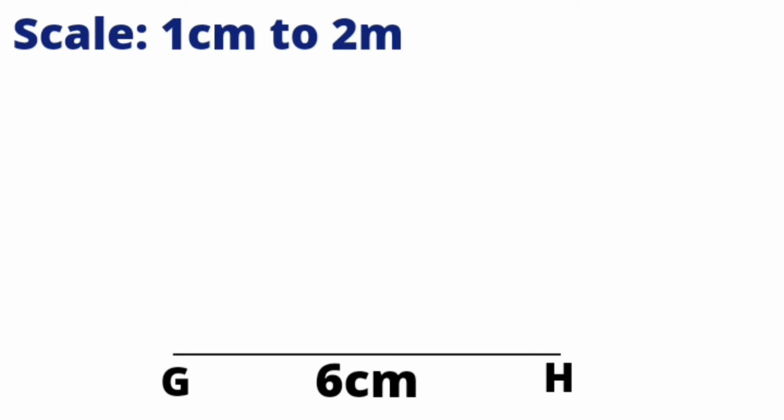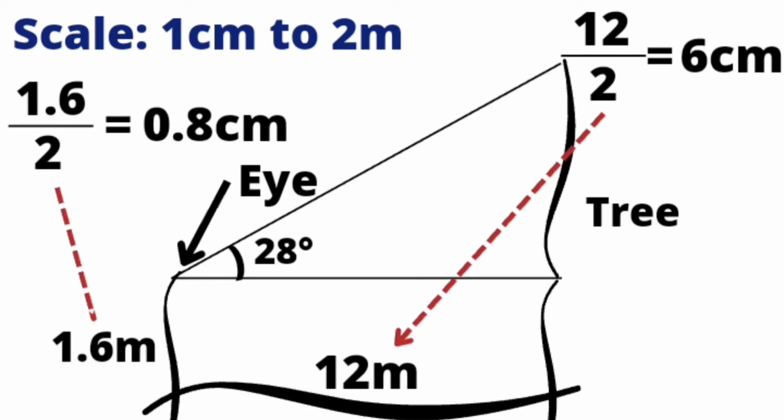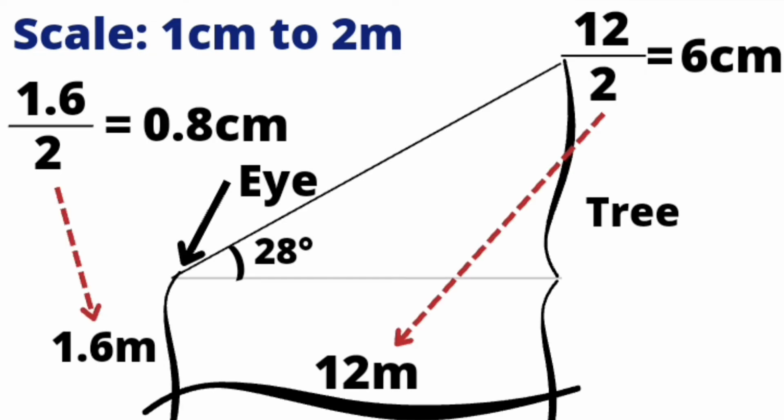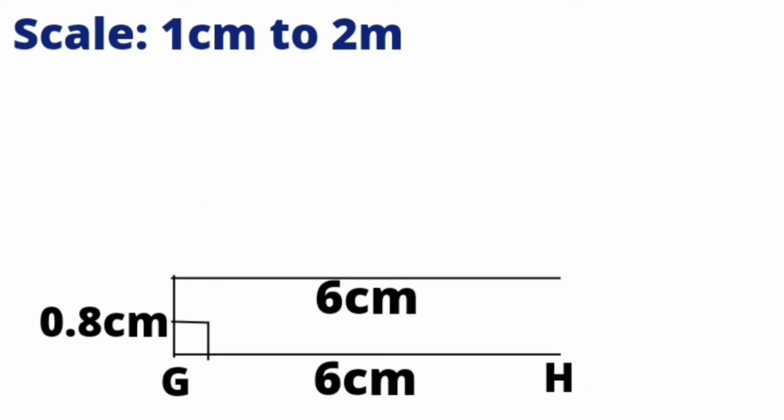Next, we are going to draw this line, which is the line of the eye of the observer from the ground. 1.6 meters is now 0.8 cm. Now take your meter rule and draw this line, which is 0.8 cm. Have you done so? If GH is 6 cm, this line will also be 6 cm. Take your rule and draw this line 6 cm.